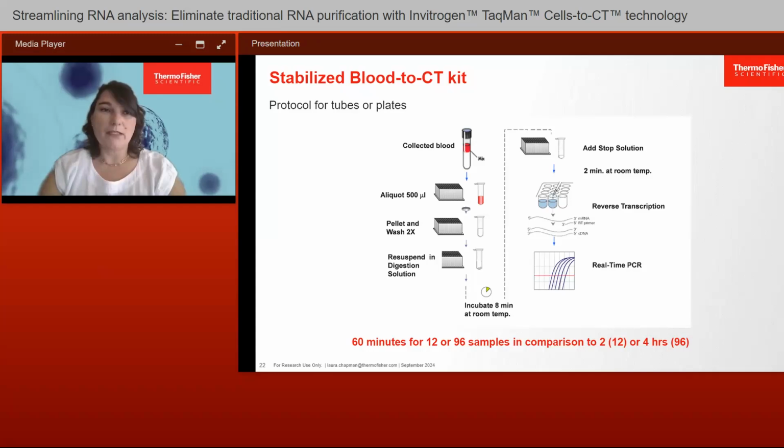And so this can really speed up your stabilized blood RNA expression analysis by it only taking about 60 minutes to process either 12 or 96 samples if you're using the blood-to-CT kit. However, if you're doing a purification method, it would take about 2 hours to process 12 samples or 4 hours to process 96 samples. So it's a huge time savings for processing stabilized blood.